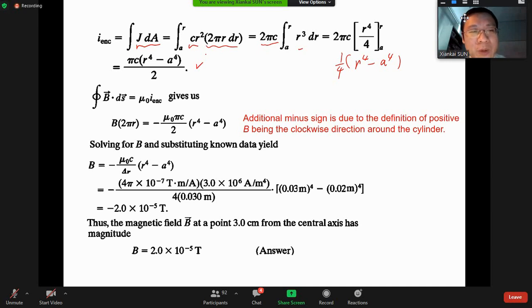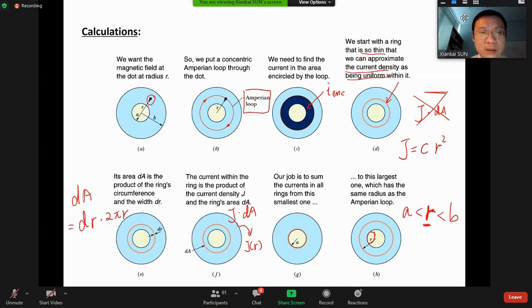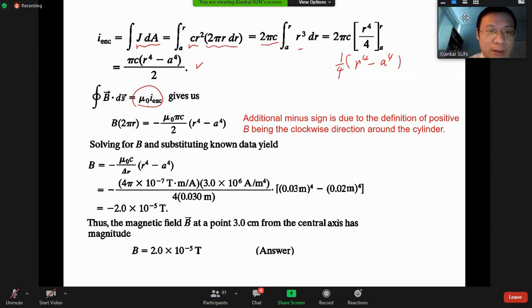So once we find the expression for I enclosed, then we substitute into Ampere's law. As I mentioned, because we define the direction of Ampere's loop as clockwise, there's a minus sign here. Because in this case, the current is considered negative. So substitute this I enclosed into here. Basically, this is the expression for B.